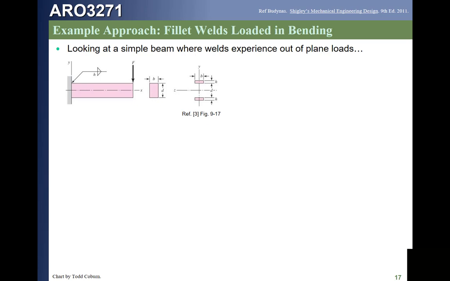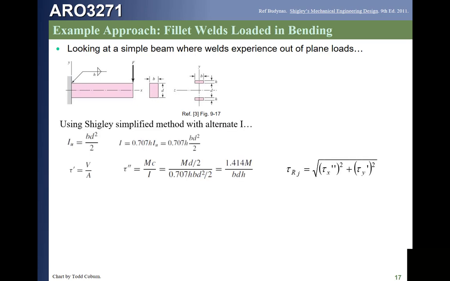Here is using the simplified approach. We get our IU, turn it into an I, calculate our stresses. The stress calculations shown here are following Shigley's approach, where he has you calculate a tau prime for the P over A portion and a tau double prime for the MC over I portion. And this is a little sloppy. I'm following it because I'm copying Shigley's example here, but the approach that I gave you is more certain to give you appropriate results every time. I recommend using that approach.